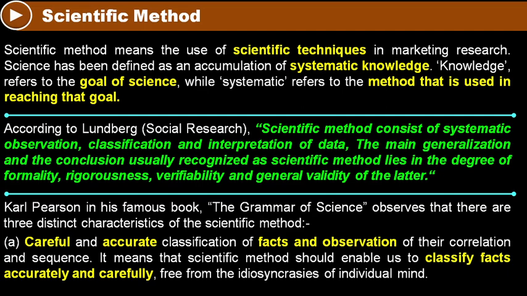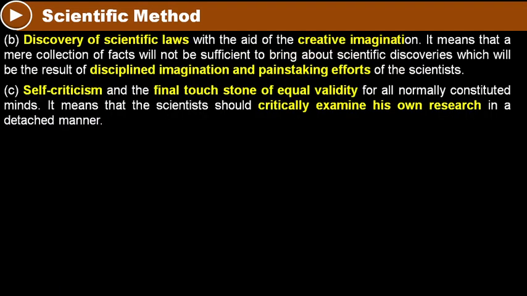In the same way, Karl Pearson has also defined scientific method in his famous book, The Grammar of Science, and he observes that there are three distinct characteristics of the scientific method. What are these characteristics? The first one is careful and accurate classification of facts and observation, that enables us to classify the facts accurately and carefully. Second is discovery of the scientific laws with the aid of creative imagination. It means that a mere collection of facts will not be sufficient to bring about scientific discoveries.